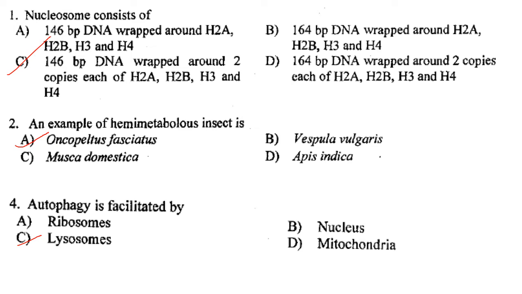Then an example of hemimetabolous insect is. So hemimetabolous is called incomplete metamorphosis. It includes 3 distinct stages, that is egg, nymph and adult stage. There is no pupal stage in that. So it is an example of Onchopletus fasciatus. Answer is option A.